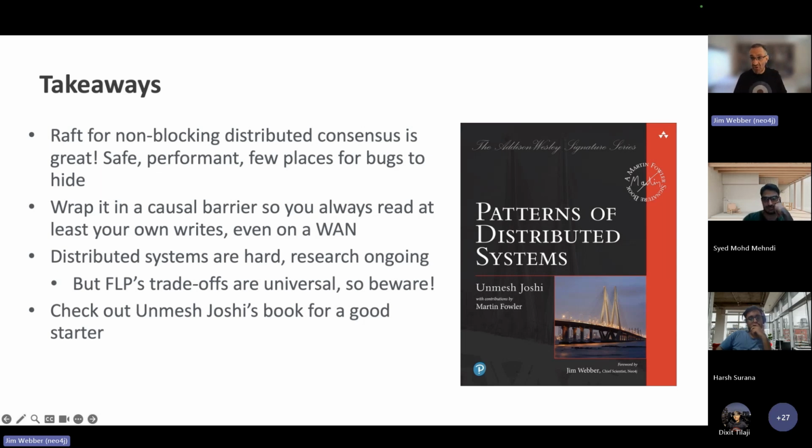If you like what I've spoken about this evening, then let me draw your attention to this book, Patterns of Distributed Systems by Unmesh Joshi. It's a Martin Fowler book. It's really, really good. I was a reviewer for this book, and they quite kindly asked me to write the foreword for them, so I'm very familiar with it. Grab that book. It's a really nice way of thinking about distributed systems as a set of interacting Lego blocks.